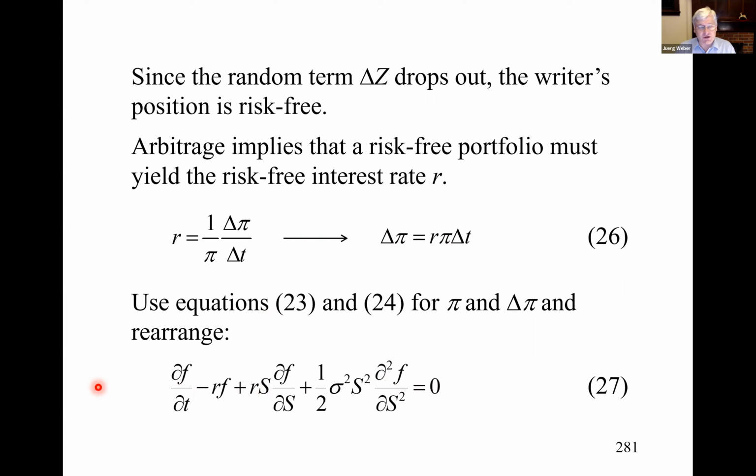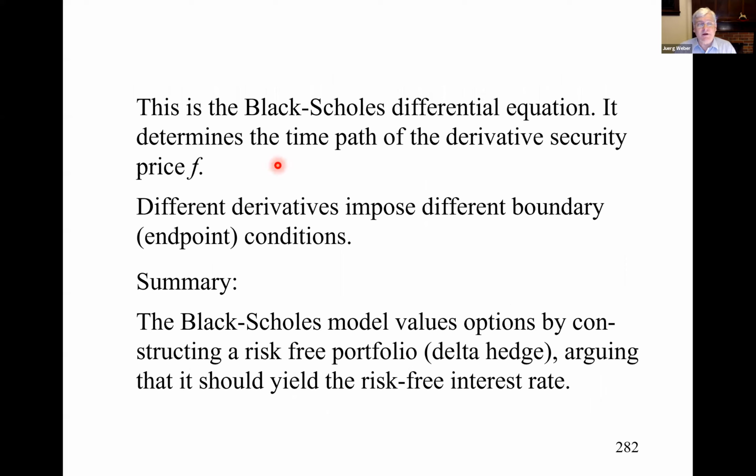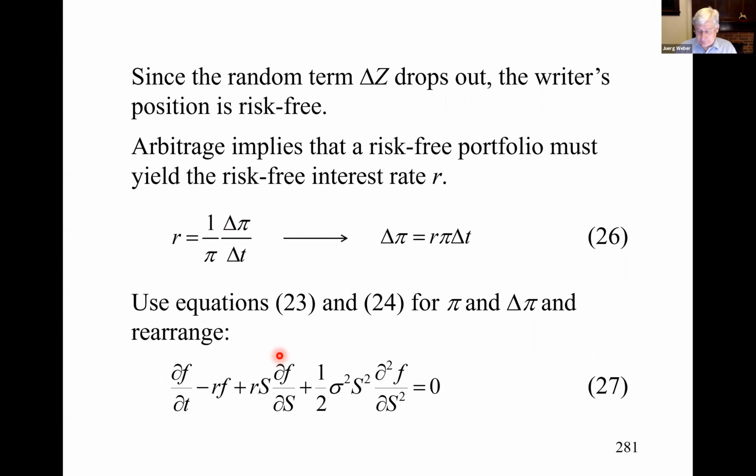It's a differential equation. It determines the behavior of the value of the derivative over time. You see here, I have delta f divided by delta t. So you can solve this differential equation for the path of the price of the derivative security over time. So we have here the Black-Scholes differential equation. It determines the time path of the derivative security price. You see you have df/dt in it.